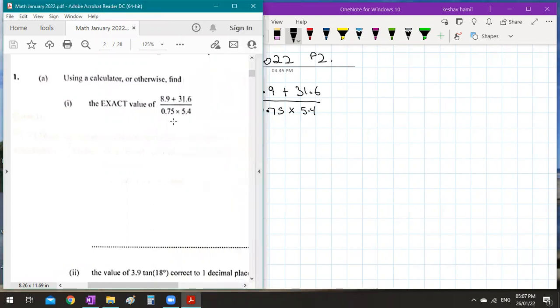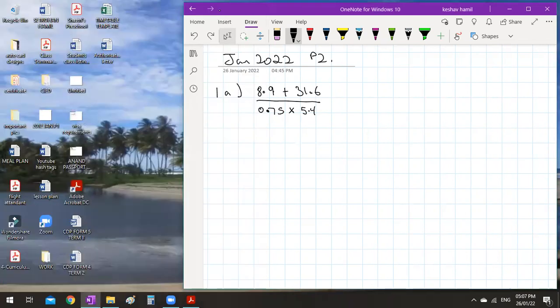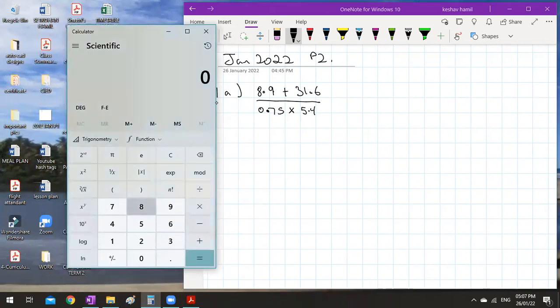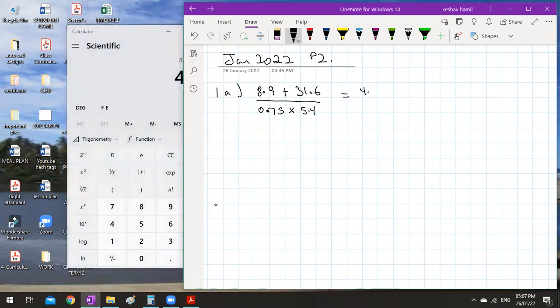So January 2022, starting question 1A. But you said calculator or otherwise, so we'll put up first 6. The top is 40.5. Now remember you have to show working sometimes.